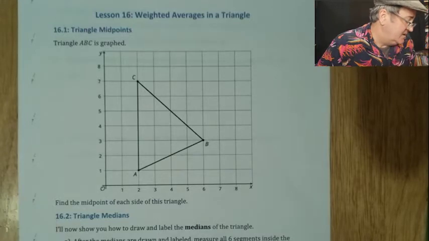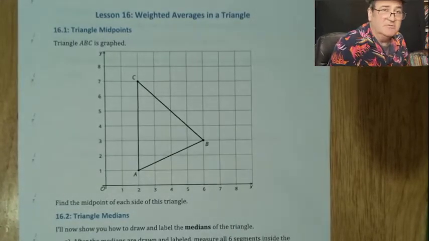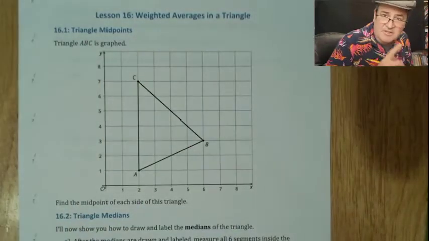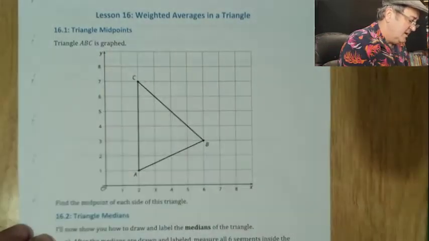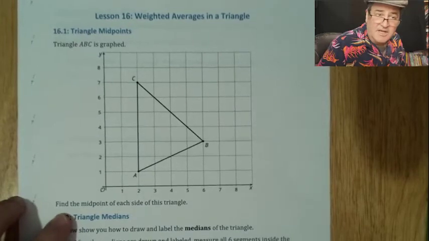Let's get into it. Starting out today, weighted averages in a triangle. We're going to look at triangle midpoints. Now, we looked at midpoints a little bit before, but we're going to take it another step. So here's triangle ABC. They've already got it graphed for us. They want us to find the midpoint of each side.